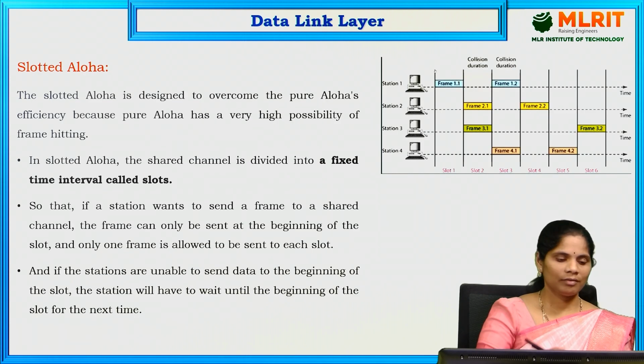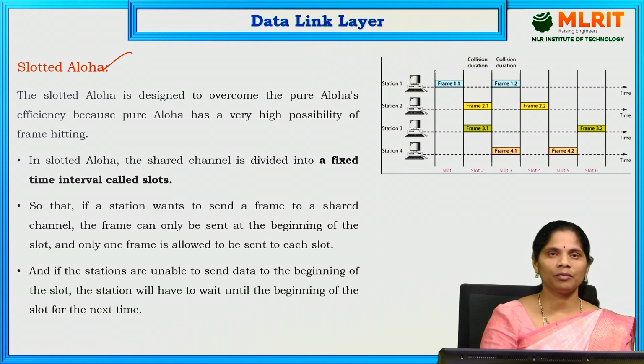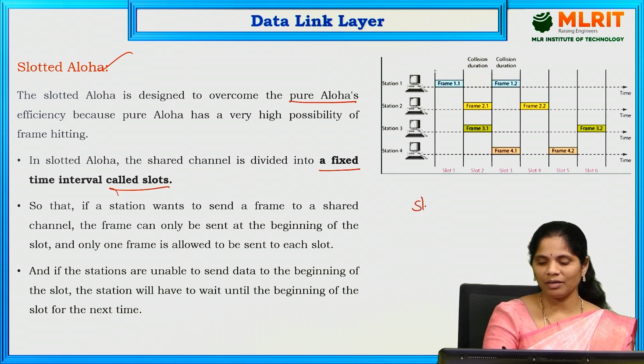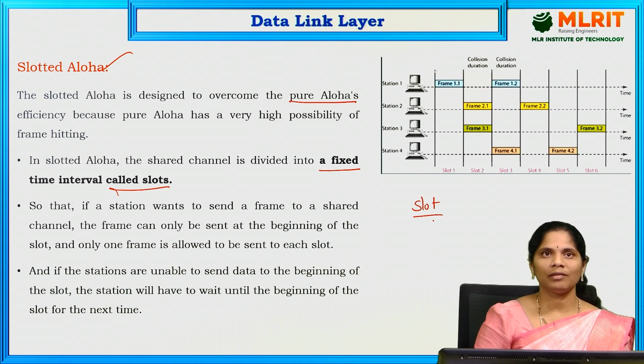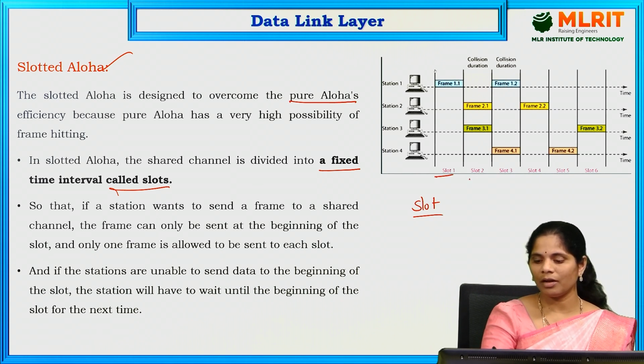And next, slotted Aloha. To overcome the low efficiency of pure Aloha, we use slotted Aloha. Slotted Aloha divides time into fixed time intervals called slots. It means we give a time slot to each and every particular station. That is called slotted Aloha. See here in this picture, we are allocating slots for each frame to transmit from sender to receiver. If they want to send a frame, they have to wait for the beginning of the slot only and then enter the channel. That is called slotted Aloha.